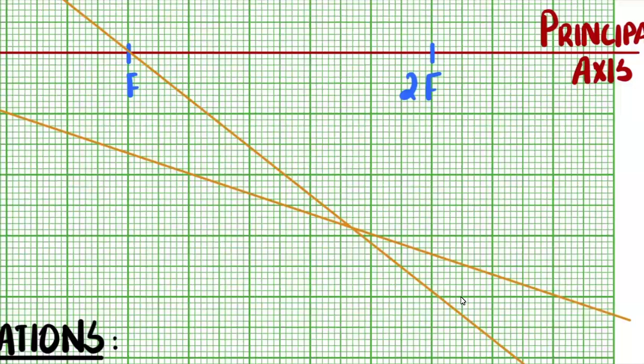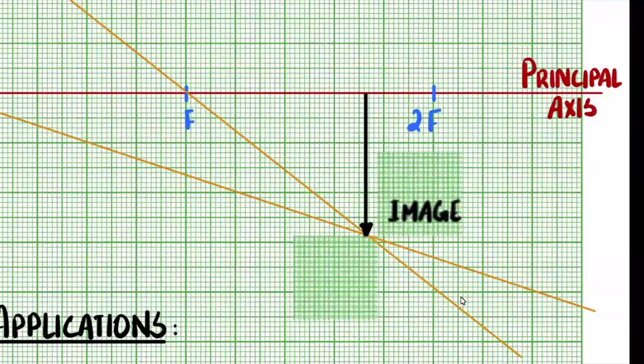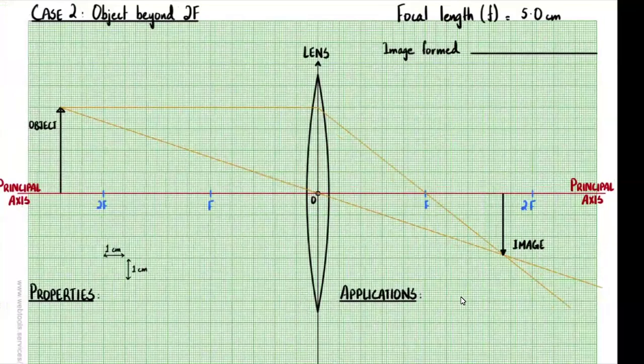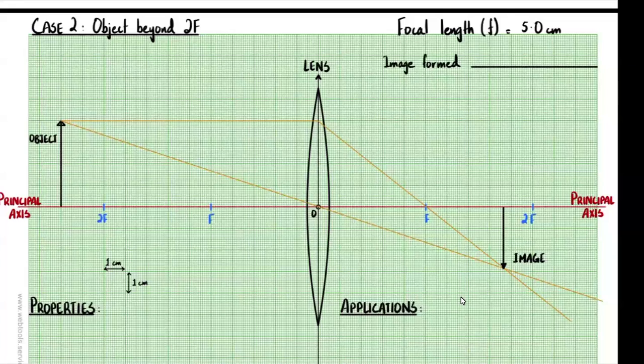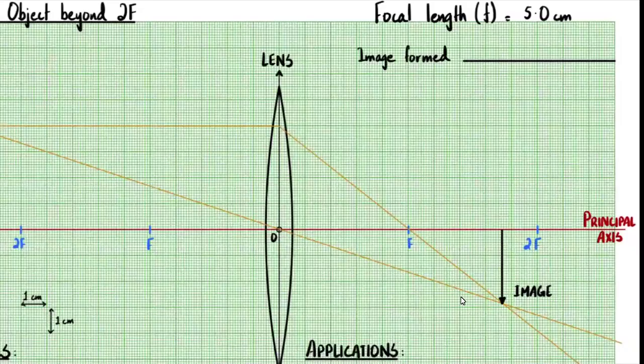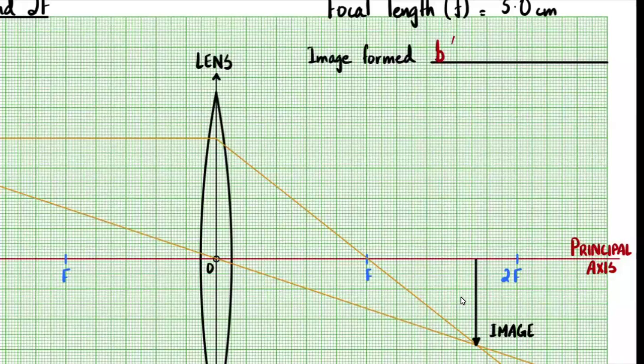Again, where the rays intersect is your image. So this right here is the formation of the image. What you need to remember is where the object is placed, where the image is then formed. If the object was placed beyond 2f, the image formed is between f and 2f. So that's what you would write here: the image is formed between f and 2f.